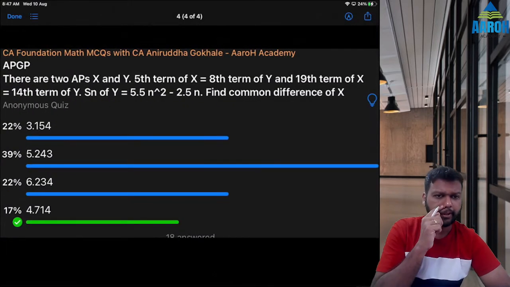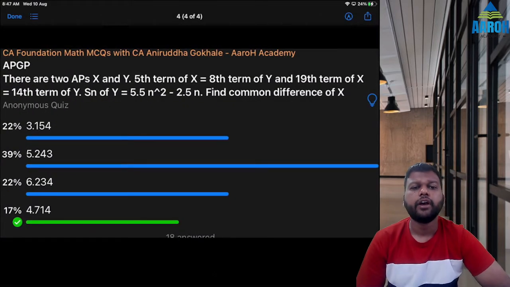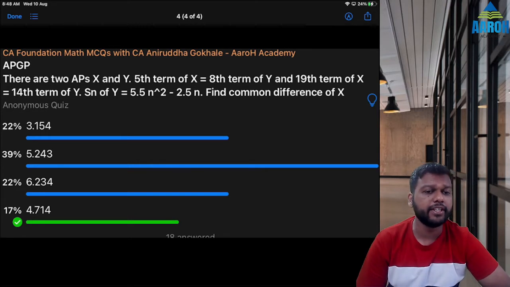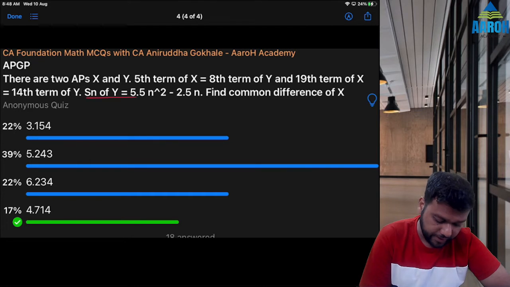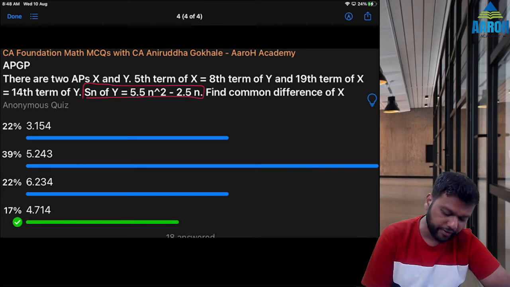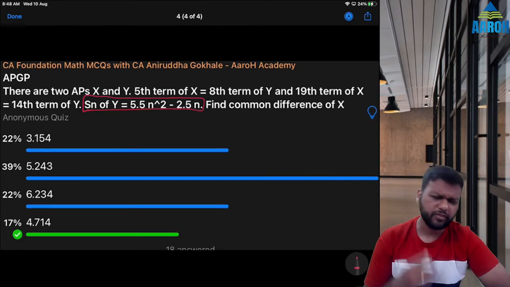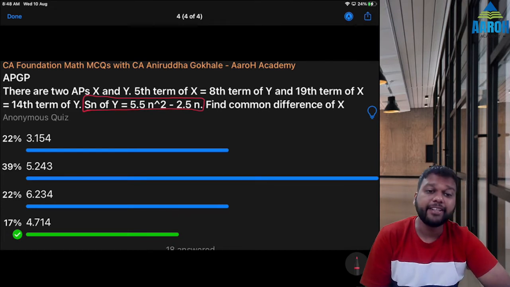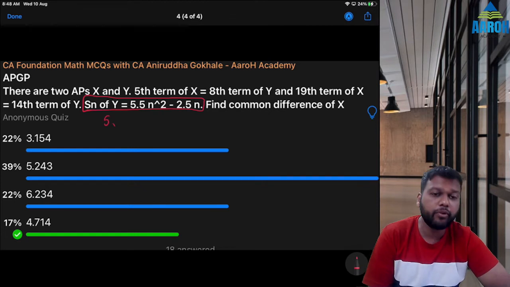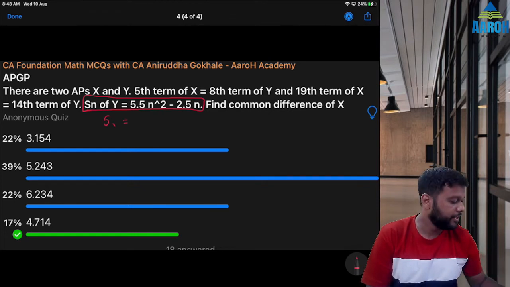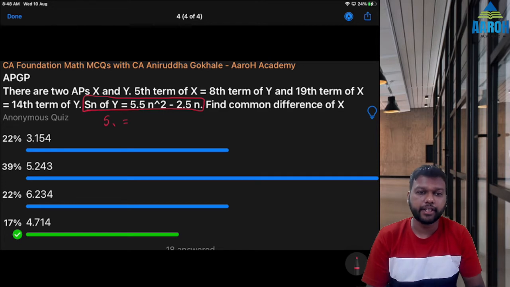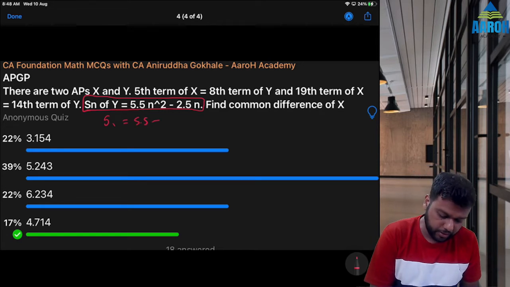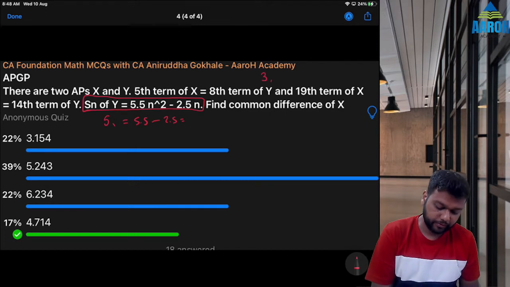Last, there are two APs, x and y. The 5th term of x is equal to the 8th term of y, and the 19th term of x is equal to the 14th term of y. Sn of y is given. Find the common difference of x. Sn of y is given, right? So let's find S1, the first term. If we put 1 in place of n, we get 5.5 minus 2.5, which is 3. So 3 is the first term.